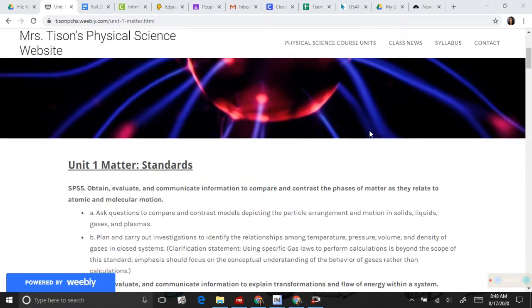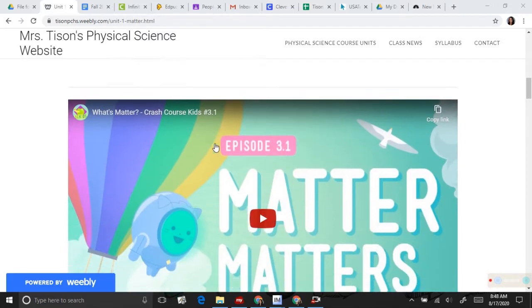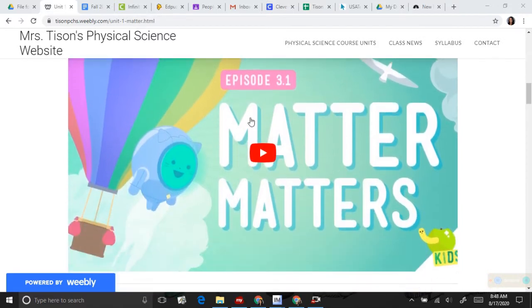Okay, so the first thing I want you to do is look through what we're going to be learning. It says obtain, evaluate, and communicate information to compare and contrast the phases of matter as they relate to atomic and molecular motion. So what we're going to be doing today is talking about the little tiny particles that make up everything that we know of. So the first thing that I want you to do is watch this video. It's also going to be linked to Google Classroom. Go ahead and watch that video. Pause this and go ahead and watch that.